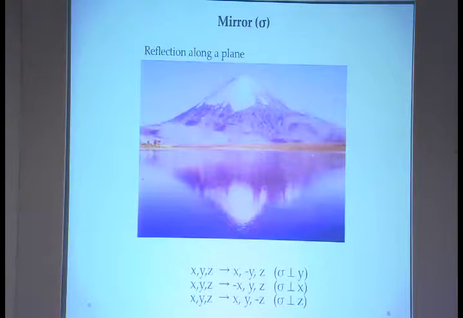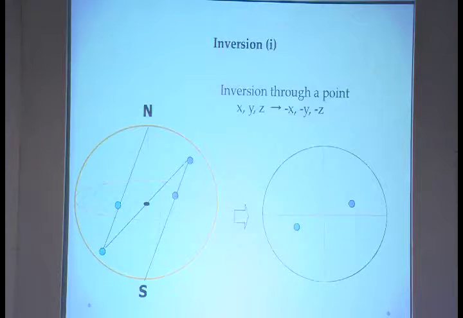Mirror, again, reflection along a plane, as you can see in this image from nature. And depending on which axis your mirror plane is perpendicular to, you have different equivalent positions generated for your particle. Inversion, inversion through a point to generate an equivalent molecule. So again, if you look at equivalent coordinates for your molecule, x, y, z would translate to minus x, minus y, and minus z.